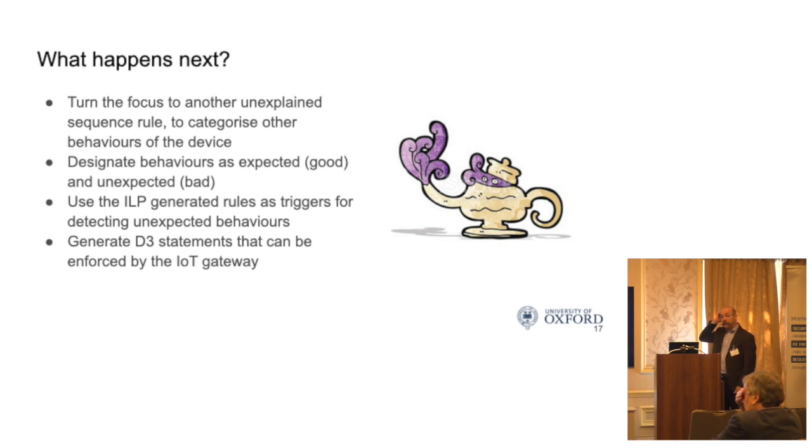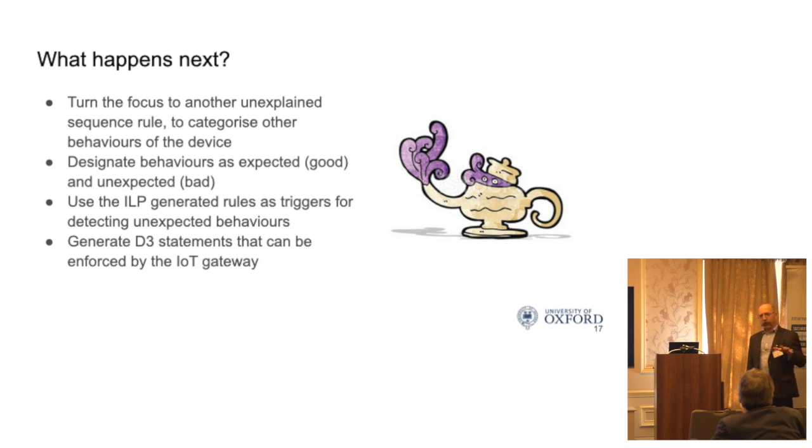Where we're going with this next is, if a rogue device has always been doing something bad, then that would be expected, wouldn't it? So just because something is repetitive doesn't mean that it's good. Someone else has to put the labels on.